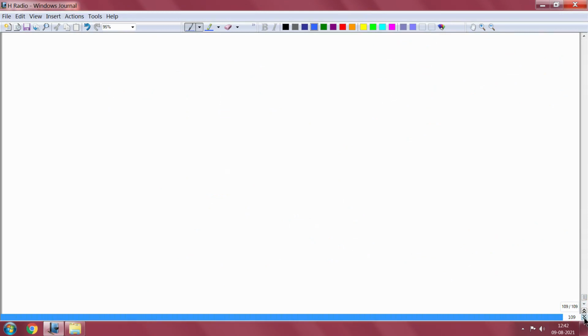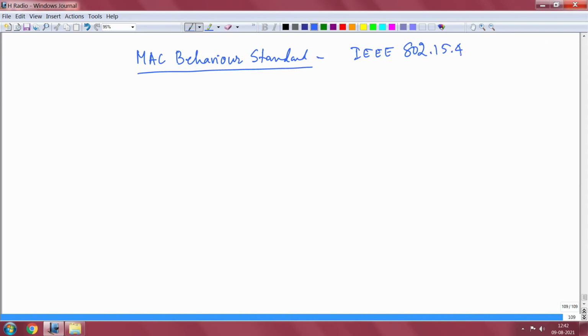To do that I will introduce you to one more MAC behavior standard, and that MAC behavior standard is the IEEE 802.15.4, which we know well, e-TSCH. There is a reason why I am writing it this way. This is called time synchronized channel hopping, very well suited for industrial applications.